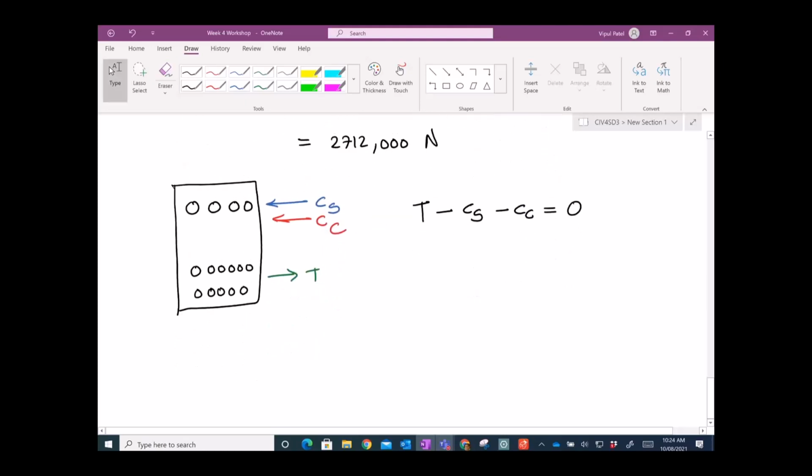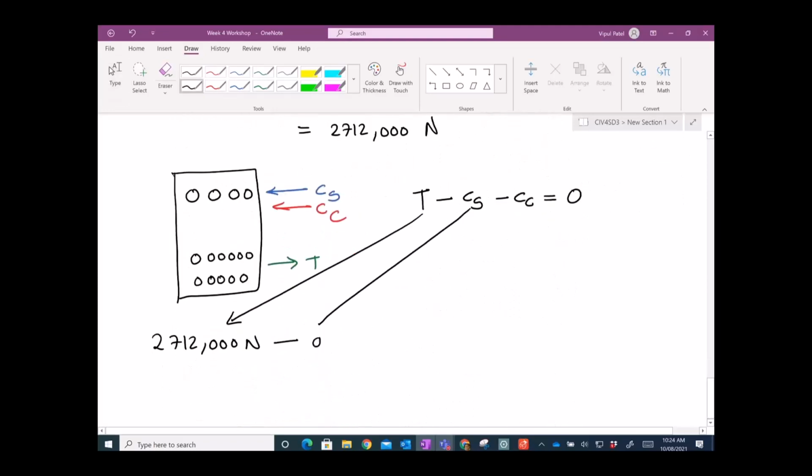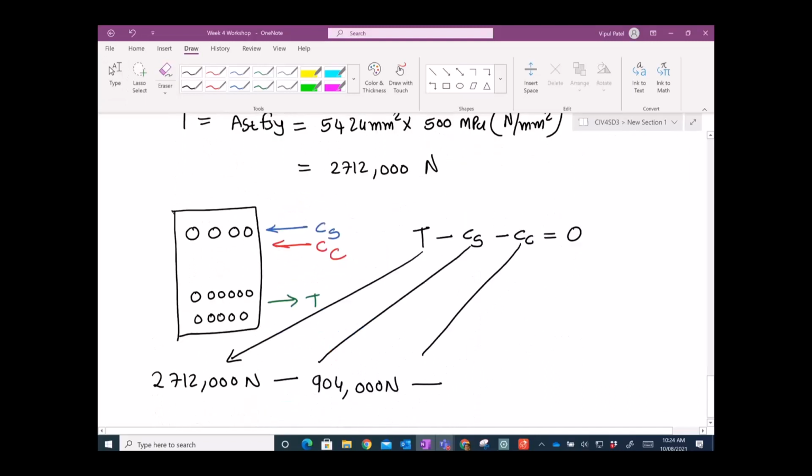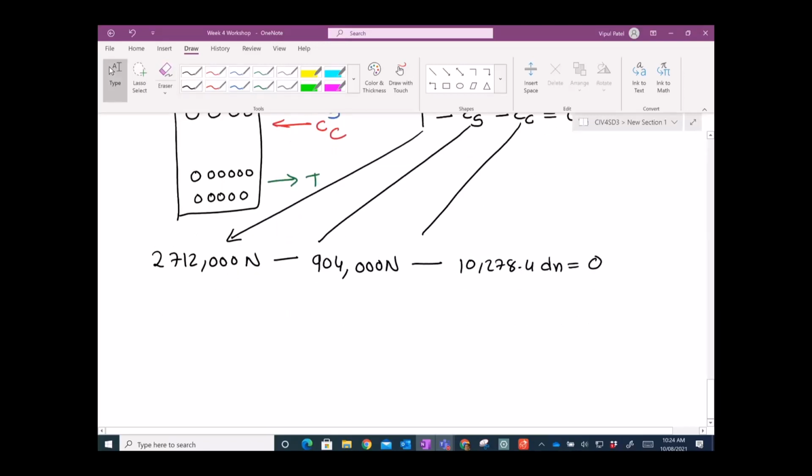Now if I use tension force, then 2,712,000 newtons, this tension force, take away CS, which is 904,000 newtons, and this CC, which is 10,278.4 dN, equal to 0. So if you simplify that, we get the value dN equal to 176 millimeters. Right, so that is the dN value that we calculated, the depth of the neutral axis.